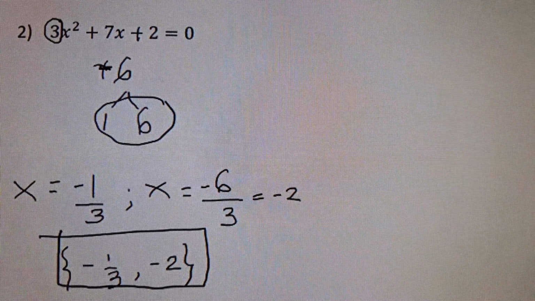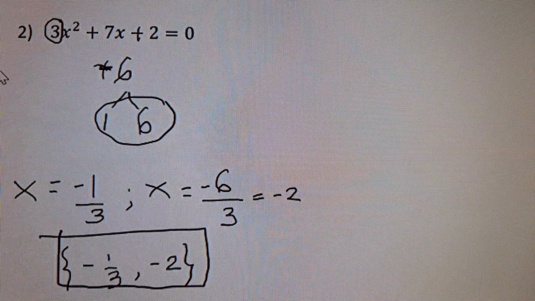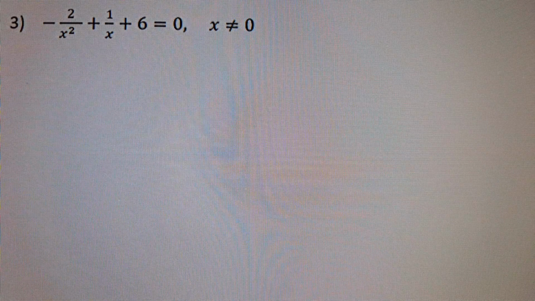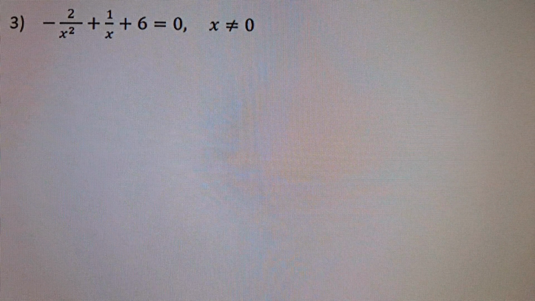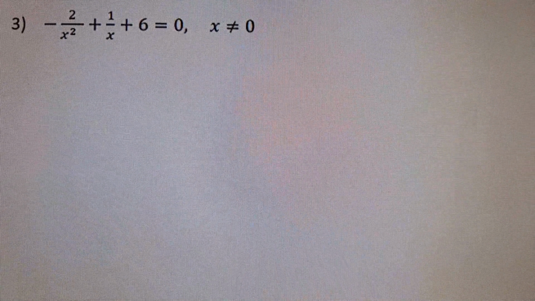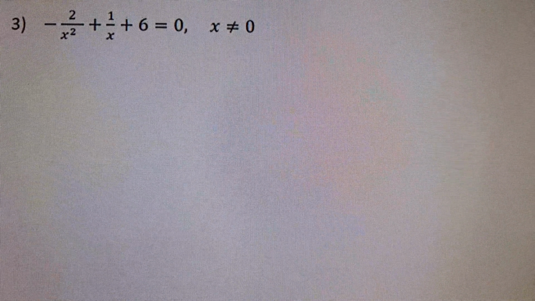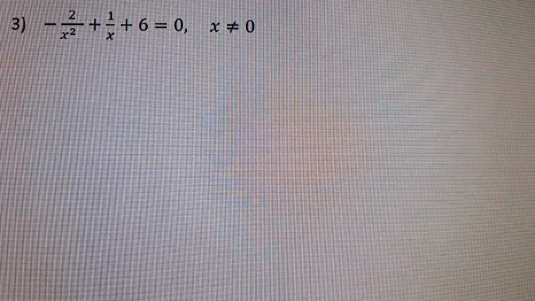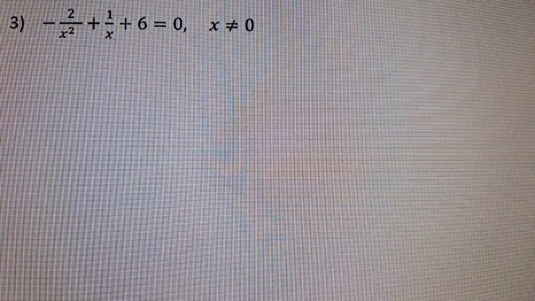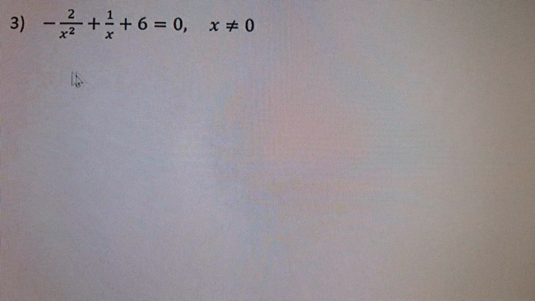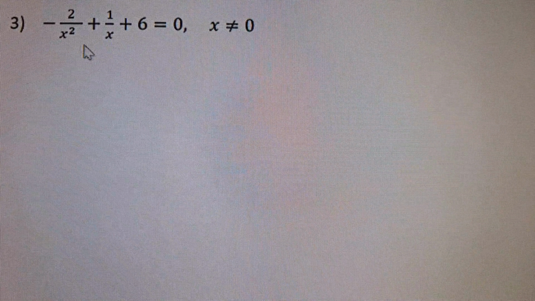Let's go to the third problem. Okay, what do we have here? Well, the problem is not in standard form, so we simply need to turn it into standard form. How do we do that? Well, we need to multiply both sides by x squared.